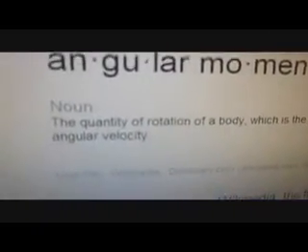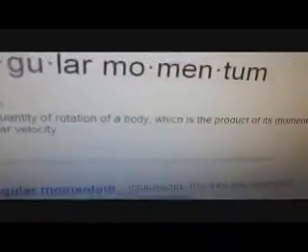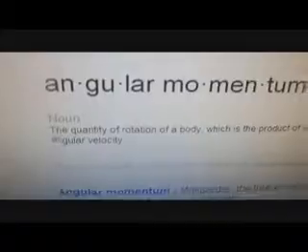Hi, I'm going to talk about angular momentum. So I googled the question what is angular momentum, and this is what Google told me. Angular momentum is a noun. It is the quantity of rotation of a body, which is the product of its moment of inertia and its angular velocity. So angular momentum is represented by the symbol L.